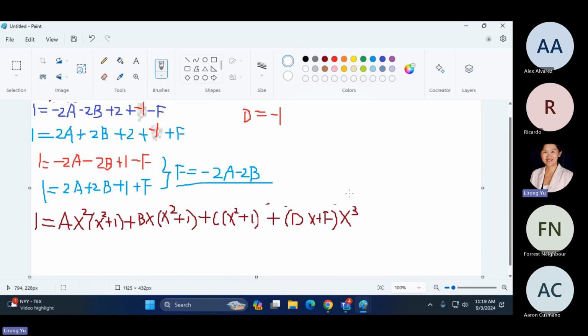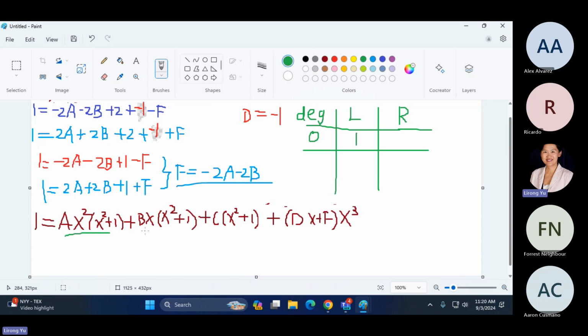Out of this equation, we can actually do better, for example, by matching the coefficients. This is what's on the left side, and this is what's on the right side. For the degree 0 term, the left side has 1. The right side has terms of degree 2 and degree 4, degree 1 and degree 3. There's a C, and there's degree 3 and degree 4, so C.